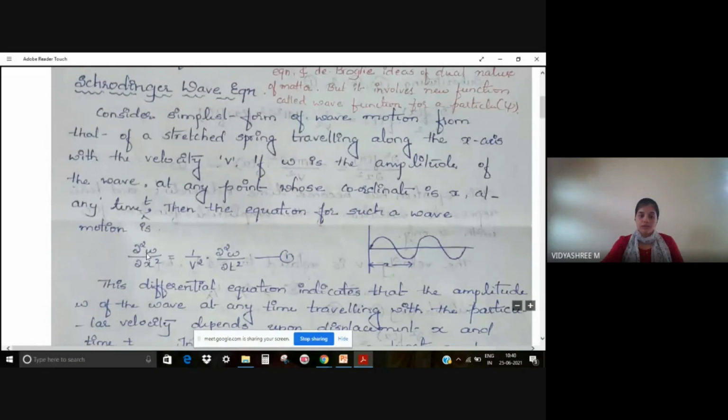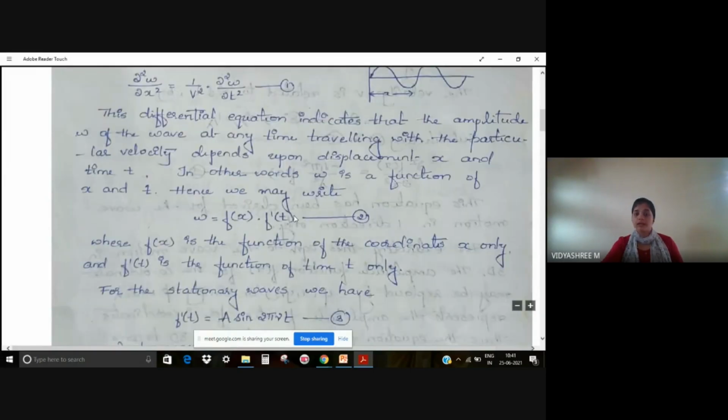Del square omega divided by del x square is equal to 1 by v square into del square omega by del t square. This equation represents the wave motion which we have considered. From this equation itself, we can tell that the amplitude of the wave omega is dependent on the direction of motion x, the velocity of propagation v, and also the time t.